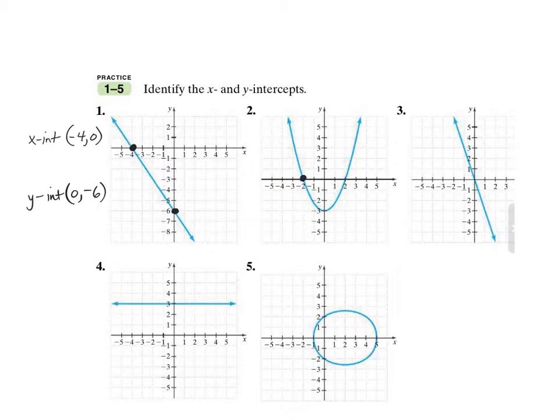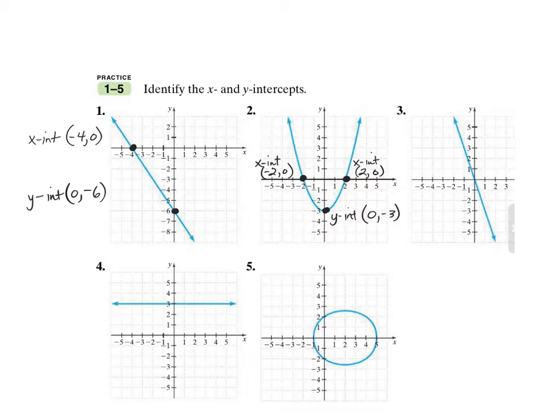So we identify this point, and this point, and we have to name them. So this one is going to be an x-intercept at -2 and 0. This one is an x-intercept at +2 and 0. This one is a y-intercept at 0 and -3.